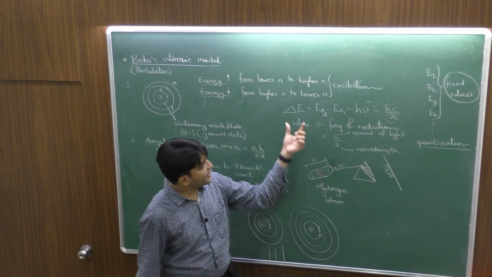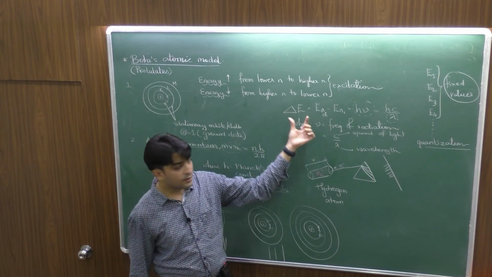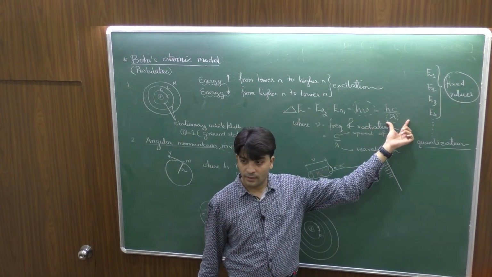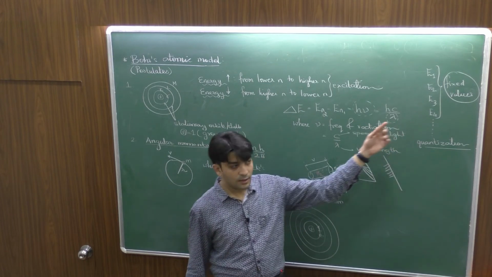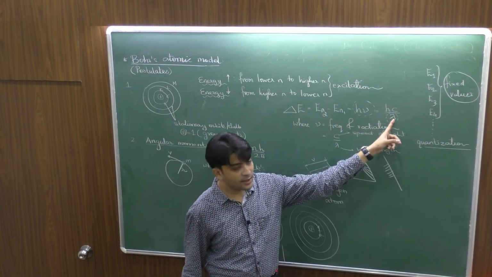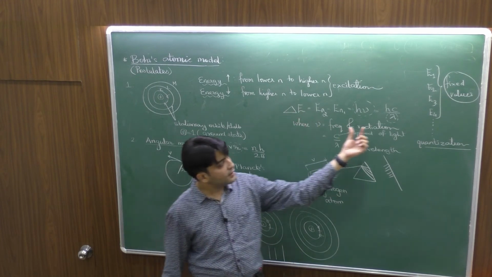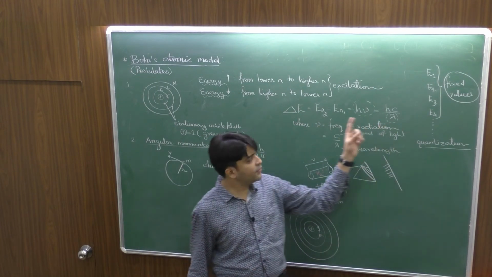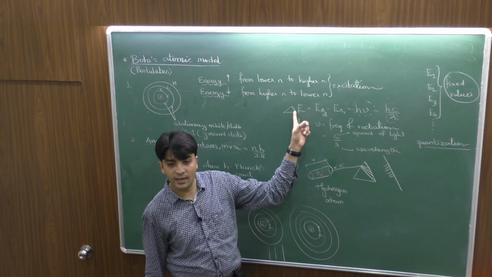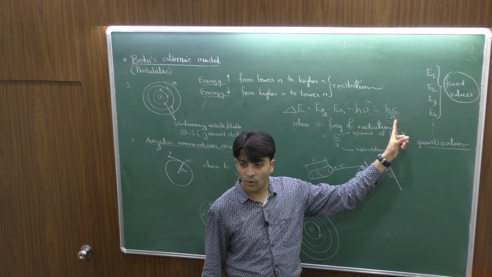Correct? Now, if the difference in the energy is small, the wavelength will be what? How are delta E and lambda related? If the difference in the energy is small, lambda would be very large, and vice versa. If the energy difference is large, the wavelength will be small.